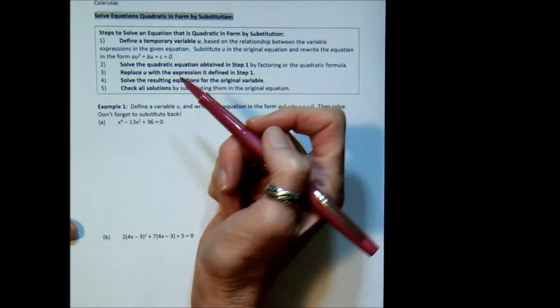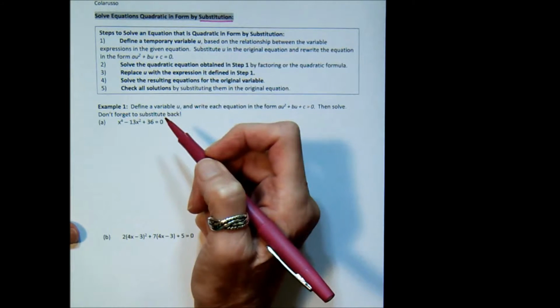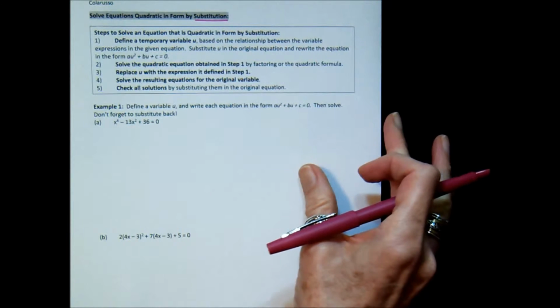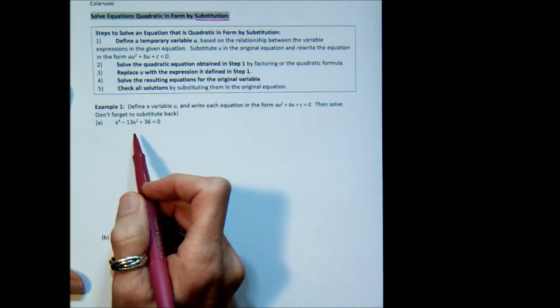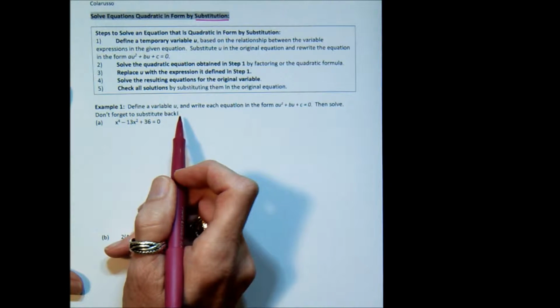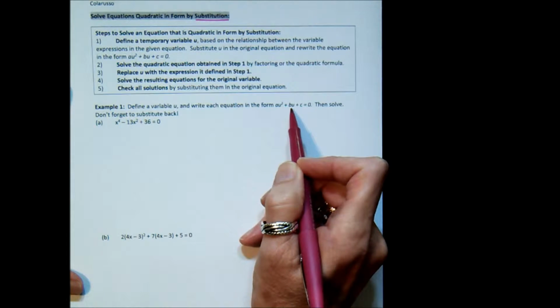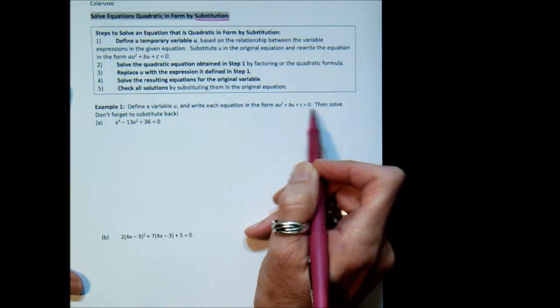In this video, we're going to use a process called substitution to solve equations that are quadratic in form. It's a little different. So let's take a look at the first one. I'm not going to read through the steps. I will refer to them as we go through. So it says to define a variable u and write each equation in the form of some number times u squared plus some number times u plus c equals 0, then solve.